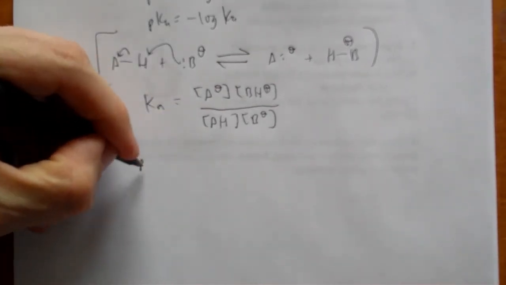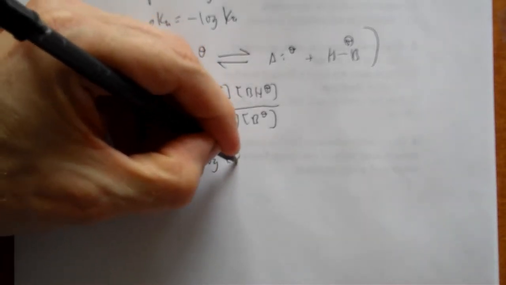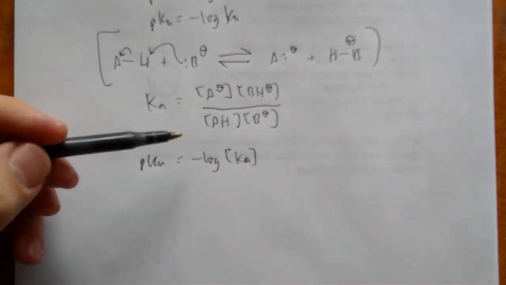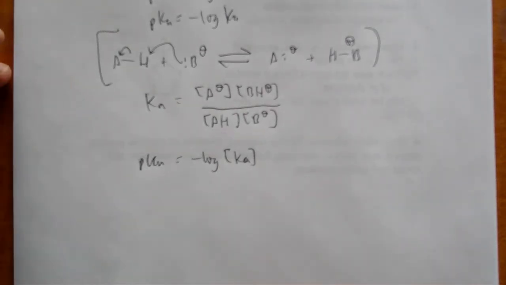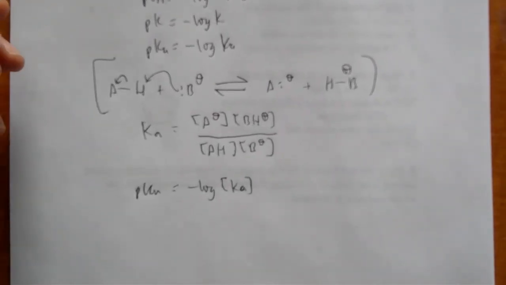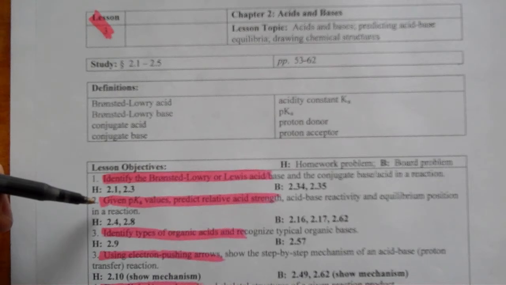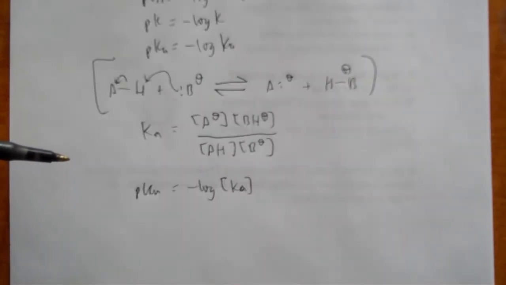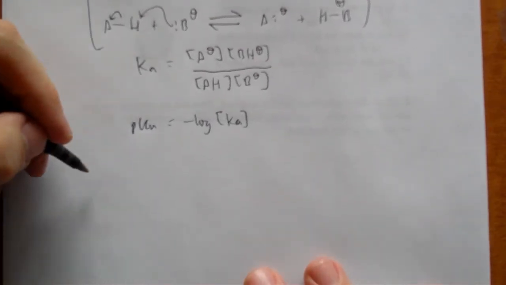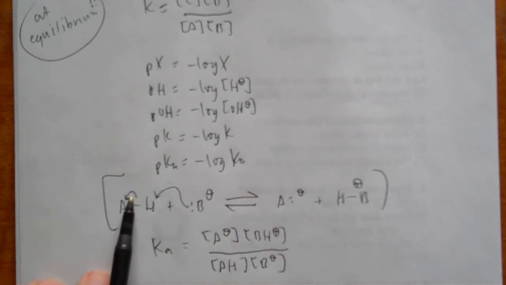Well, then the pKa is equal to the negative log of the Ka. Right, so it's just the negative log of all that. All right. So the question then is, given a pKa value, predict the relative strength of an acid or a base. And so I think we're ready to sort of just reach out and grab it now. Let's look back at this reaction here.